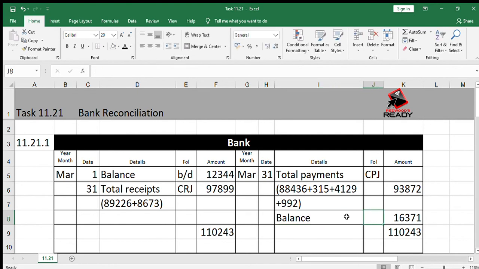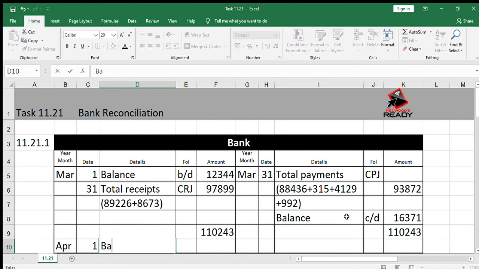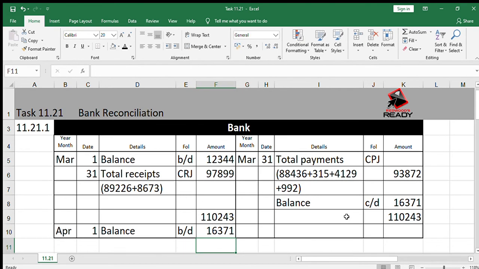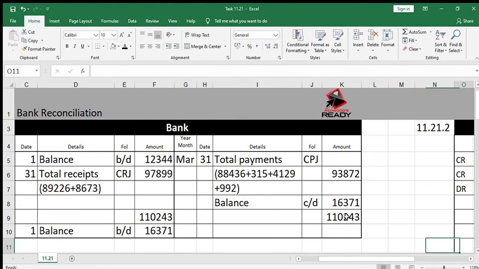Okay, remember when you're balancing, you must say balance carried down and balance brought down. In exams, if you get any ledger account to do, if it's a balance sheet account, you will need to do all of this, right? The balance will be brought down on the first day of the next month. Okay, so 16,371.